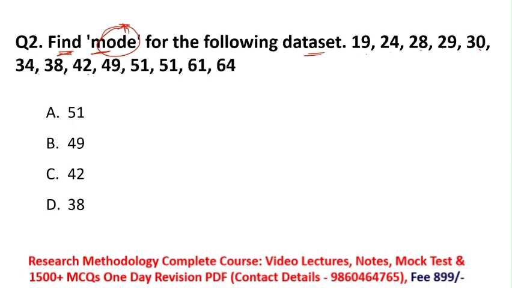So here which value is repeating again and again? Only 51, which is only 2 times. So here what will be your value of mode? Here it is 51. That's it. Very simple question, and in many government universities they repeated the same question like this. So for this question option A is the right answer. For this data set the value of mode will be 51.